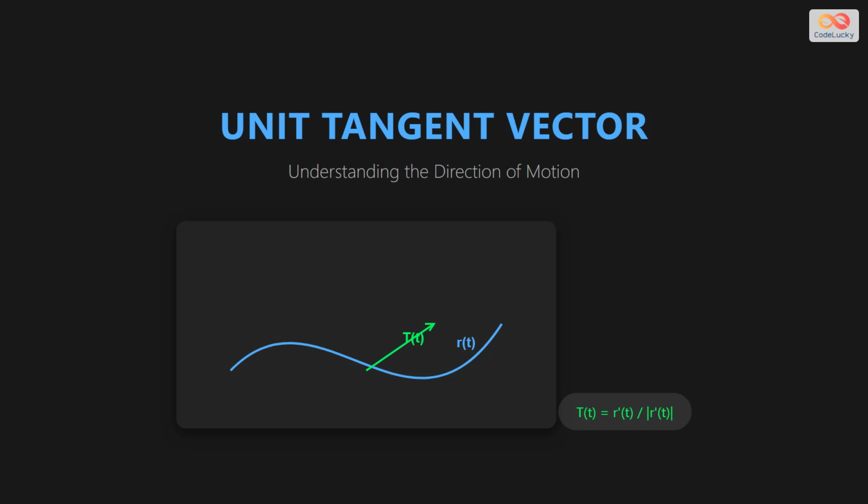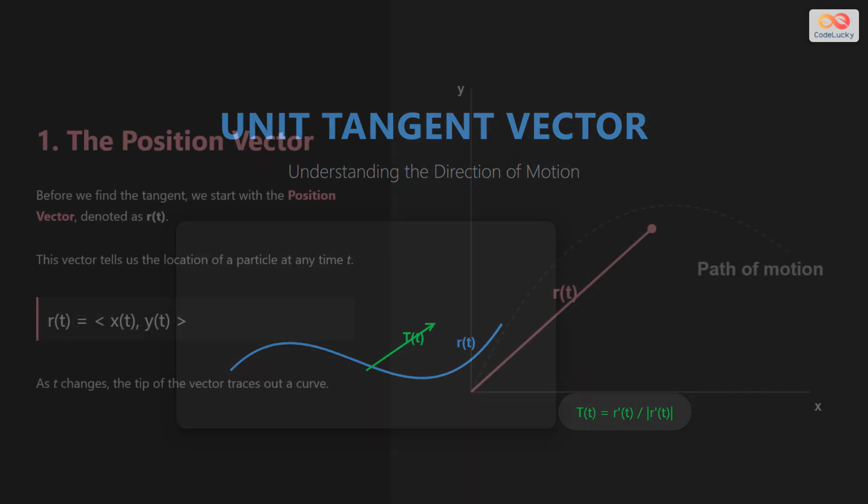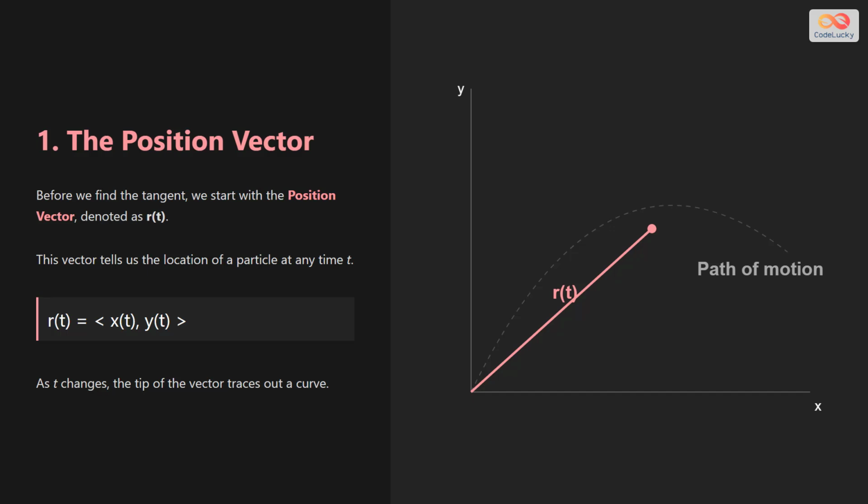Welcome to this lesson on vector calculus. Today, we are going to understand the unit tangent vector. Denoted as T(t), this concept is crucial for understanding how objects move along a curve and describing their direction without worrying about how fast they're going. Let's start with the basics.